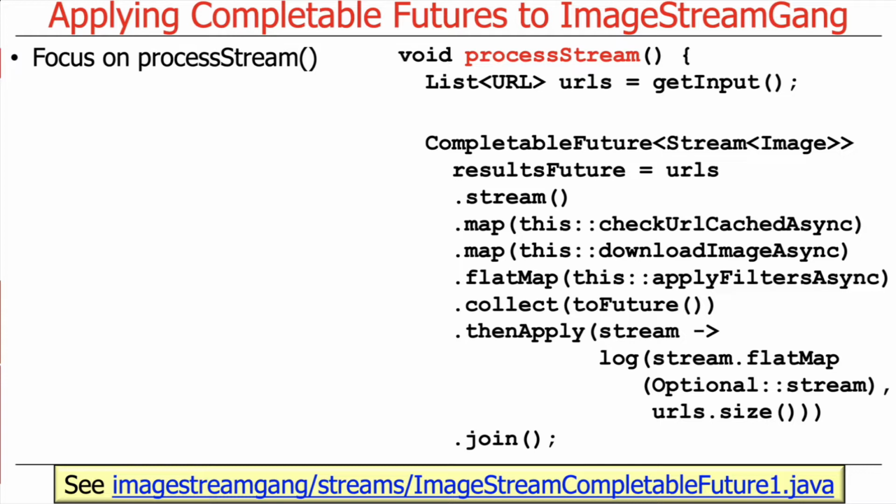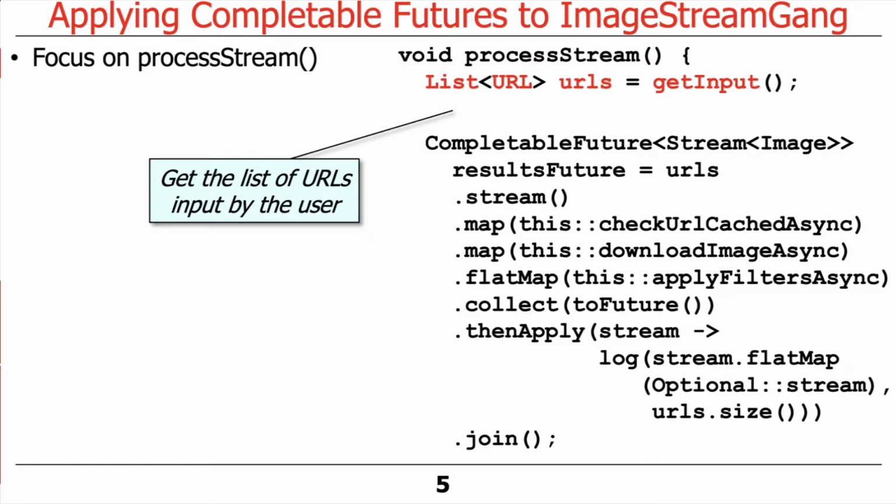And the particular implementation we're going to look at here is known as ImageStreamCompletableFuture1.java. And that kind of gives away what will come later if we have time today, which is there's also an ImageStreamCompletableFuture2 implementation, which shows off a bunch of other cool features. And here's roughly how this works at a high level.